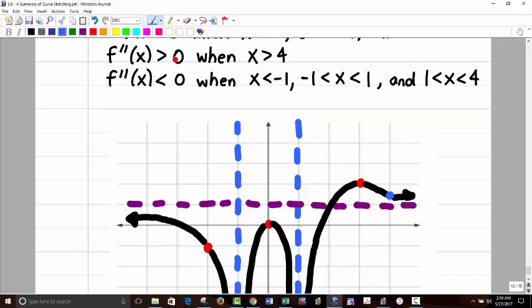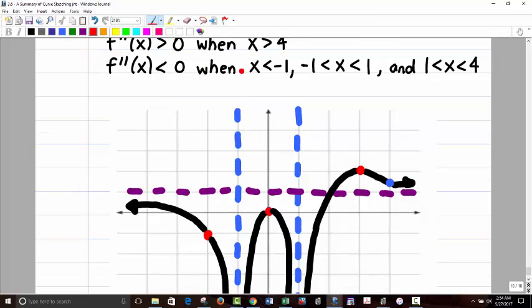But the concavity backs that up because it tells you F double prime of x is greater than 0 when x is greater than 4. So that means even though it's flattening out like this, it's still concave up, like so. So the graph's decreasing, but still curved upwards. So that's a little sneaky right in there.